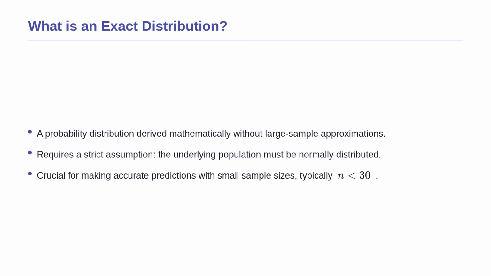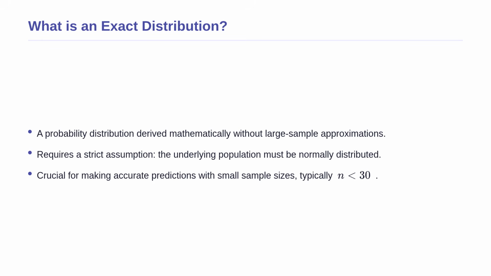In many real-world scenarios, collecting massive amounts of data is simply too expensive or impossible. An exact sampling distribution is a probability distribution derived purely mathematically, without relying on large sample approximations. However, this mathematical perfection comes with a strict requirement.